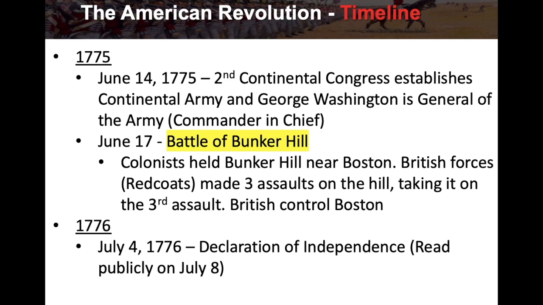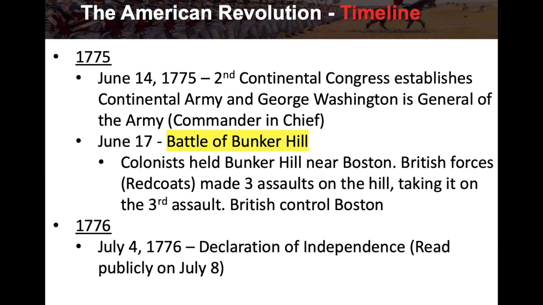Okay, so again, we can't cover all the different things that take place in the Revolutionary War, but in 1776, on July 4th, the Declaration of Independence is signed. It's read publicly on July 8th. It then goes to some printers and is distributed throughout all the colonies.